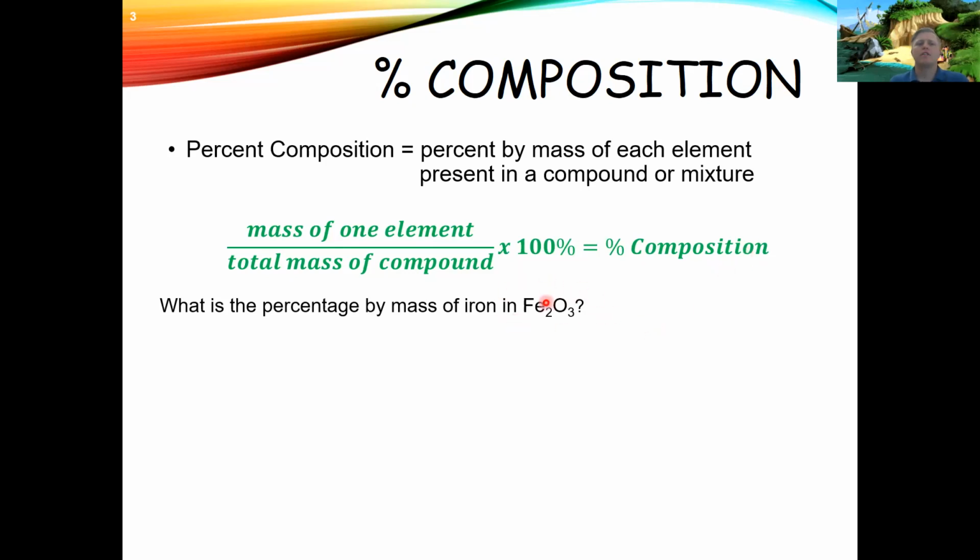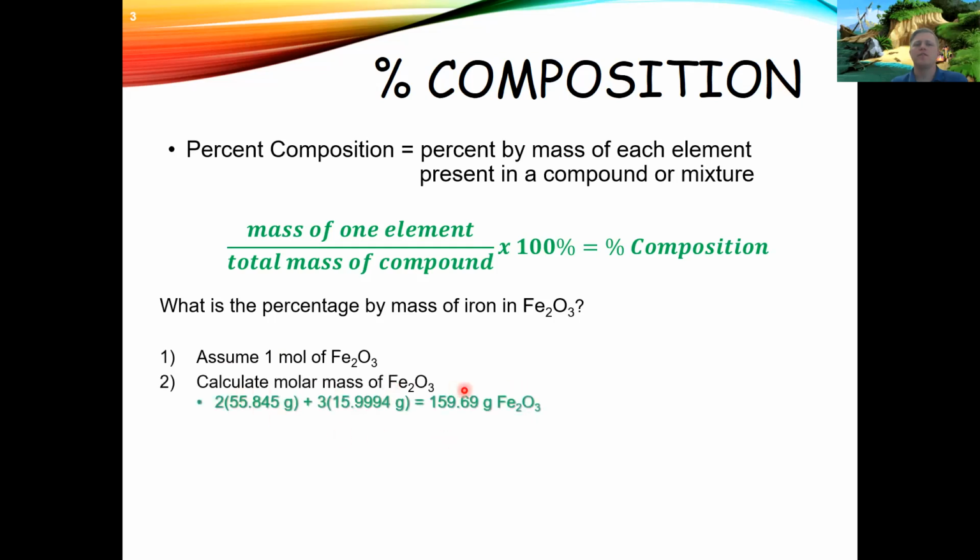So if we wanted to figure out, for example, what the percent by mass of iron in Fe2O3 is, so the percent composition of iron in Fe2O3, what we'd do is just assume we're working with 1 mole of Fe2O3, right? If you worked with 2 moles, the math will work out similarly, but you'll have to multiply everything by 2. So if you just do 1 mole of Fe2O3, then we're going to calculate the molar mass of Fe2O3. This is something you've been doing all along, right? You take 2 times the mass of iron plus 3 times the mass of oxygen gets us the molar mass of Fe2O3.